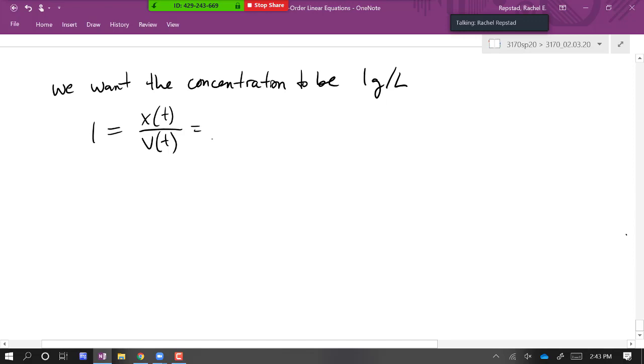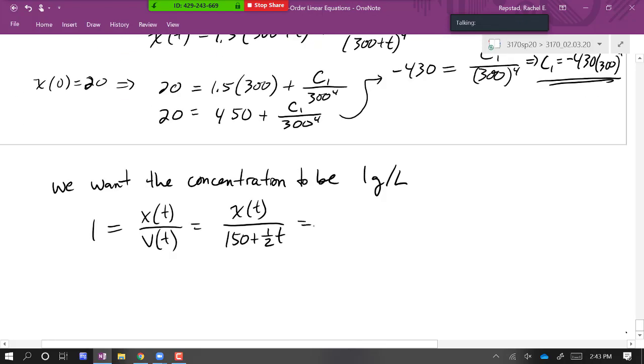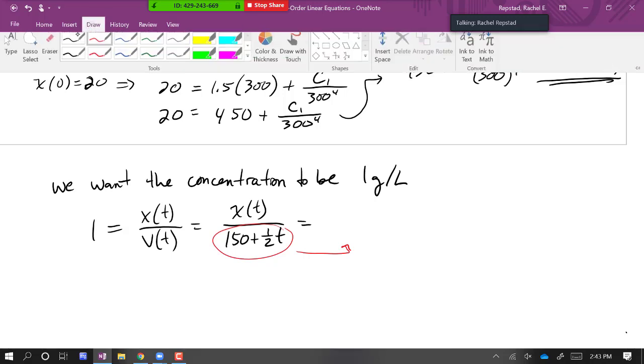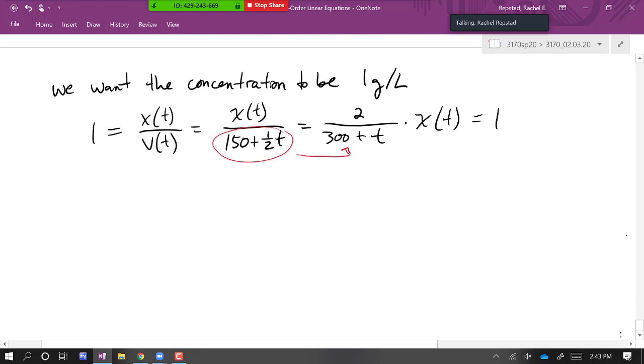So our x of t function over the volume, which is 150 plus 1/2 t, right? And this 150 plus 1/2 t, I've got fractions within fractions, so I'm going to pull this out as a separate fraction. I'm going to multiply the top and the bottom of that fraction by 2 to clear the denominator. So I get 2 over 300 plus t times x of t. And this is what we want set equal to 1. We found that x of t function; that's what we finished off last class.